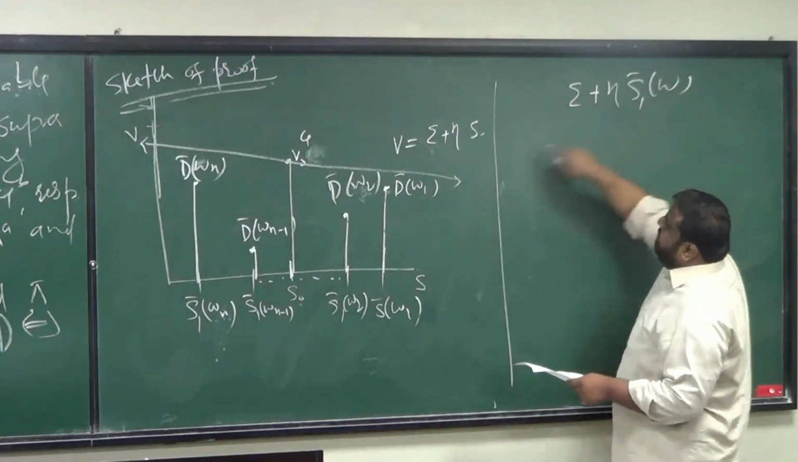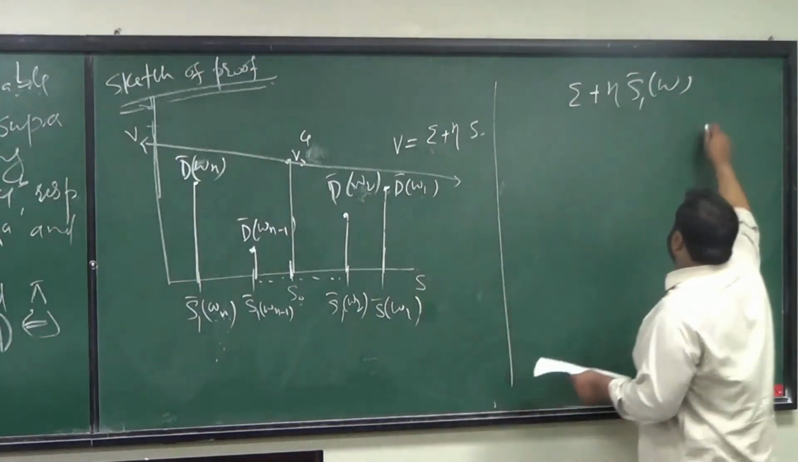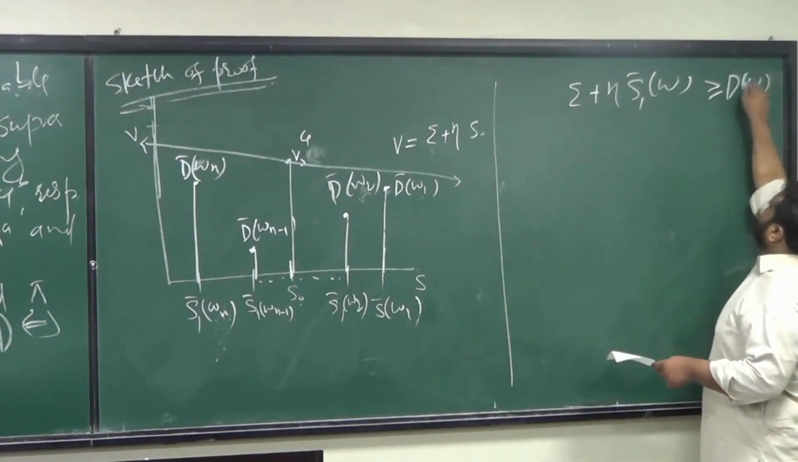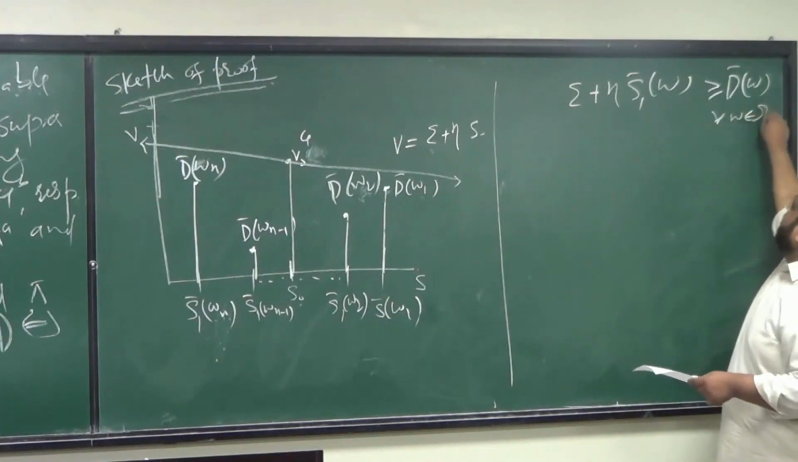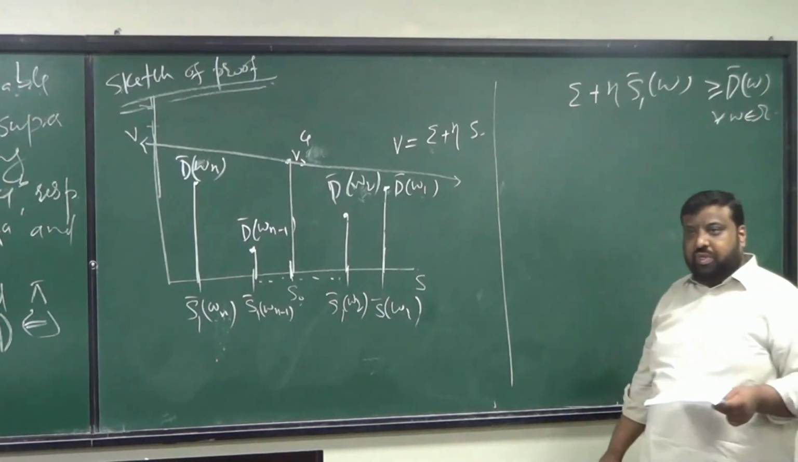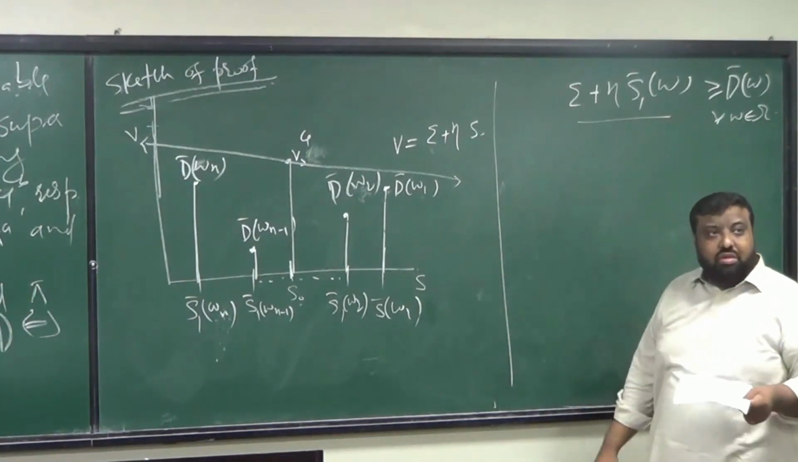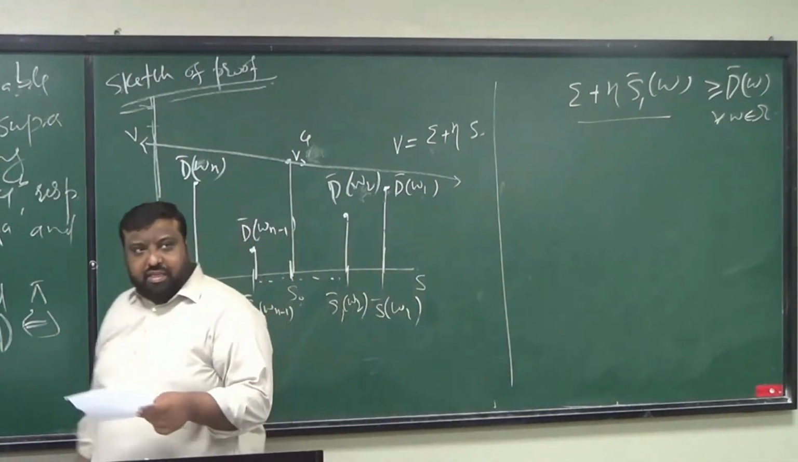S1 bar of omega, because what is S? S is S1 bar. It is always going to be bigger than E bar of omega, for all omega. Okay. So this is like what? So this is like your super replicating portfolio. That's easy.